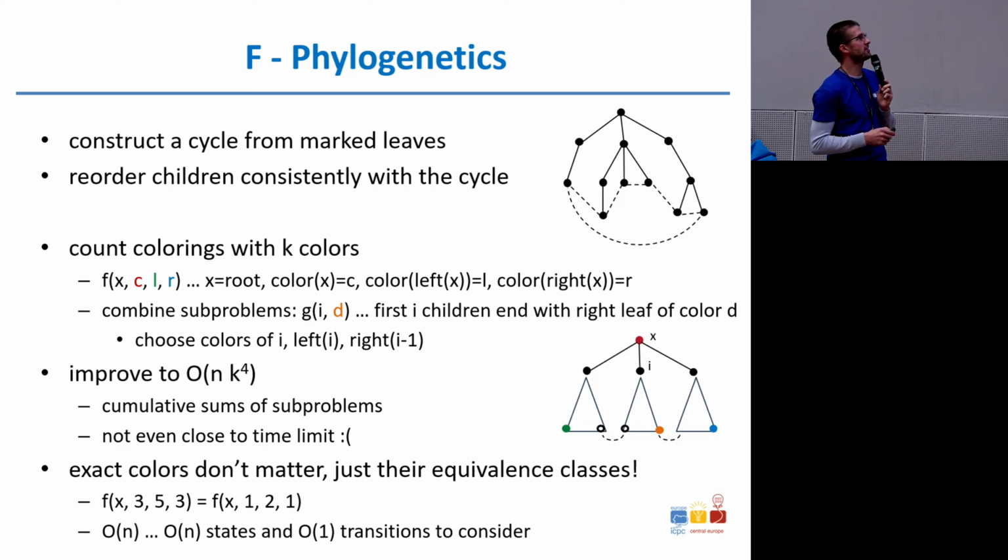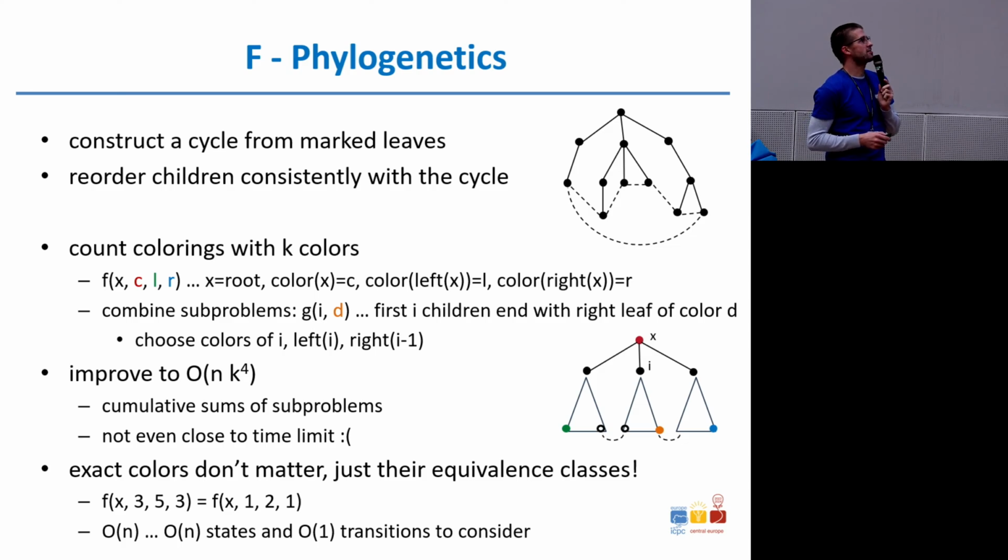Okay, first we'll construct a cycle from these marked leaves, and we'll also reorder the children in the tree so that they're consistent with the cycle. So we end up with a structure like this. We have a tree, and we know that we have a cycle that's connecting the leaves in exactly the order that we would get if we ran a, I don't know, depth first search.